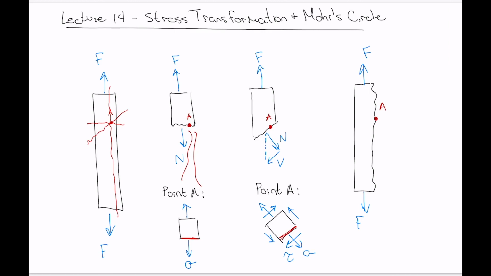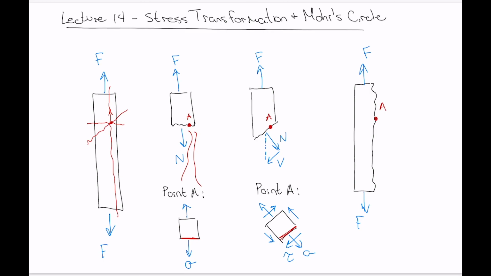So the key here, you can see that the stresses that exist at point A are changing based on the orientation of analysis, right? The orientation that we take our section cut at partly defines what the stresses that we report existing at A are. And this is the idea of stress transformation, the idea that the stresses that exist at a point are dependent upon the orientation of your analysis.